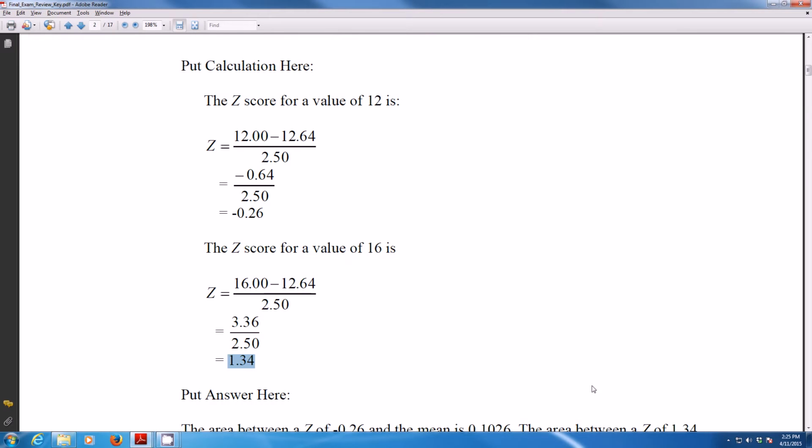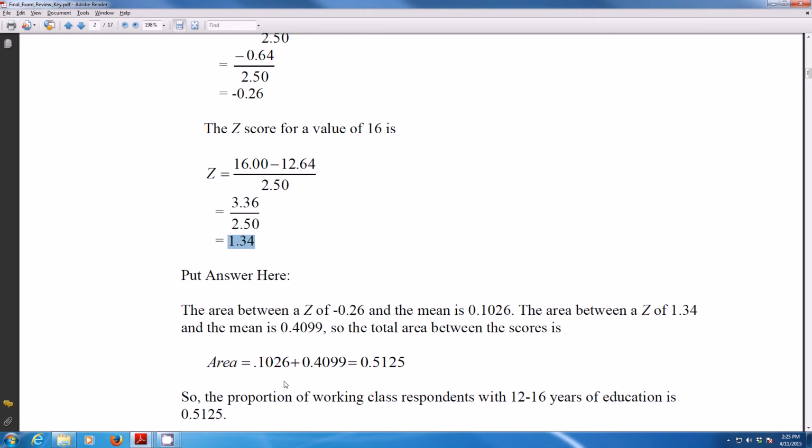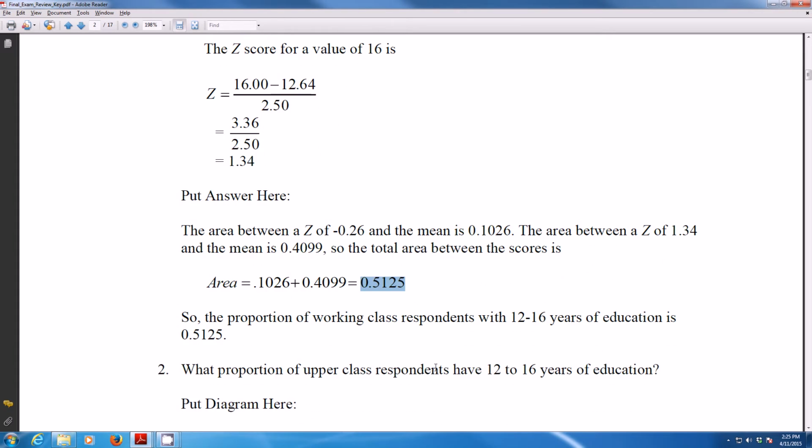So if I just take those two areas and I add them together, that'll give me the area that I'm looking for. And their sum is about 0.5127. And so we can say, in answering the question, that the proportion of working class respondents that have between 12 and 16 years of education is about 0.51, or about 51.25% have between 12 and 16 years of education.